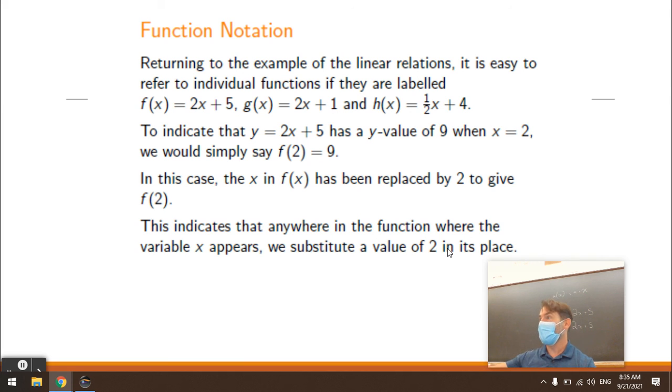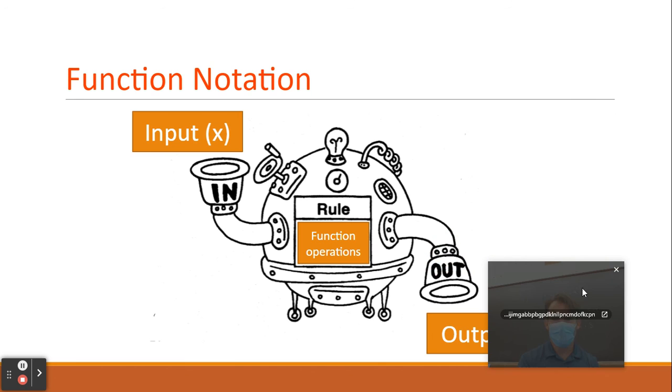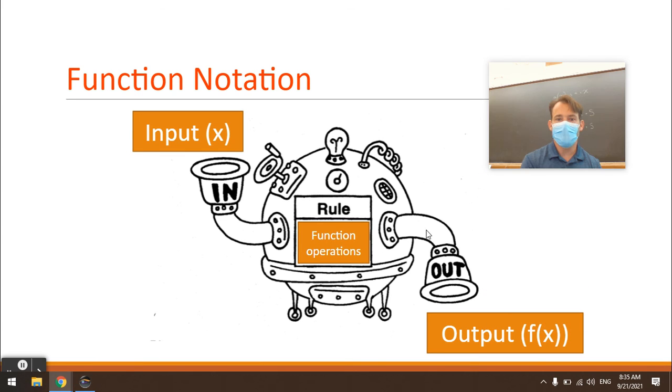When I substitute in the x, I need to substitute it in a couple places. I need to substitute it in for the x squared term and for the x term. Let's carry on. So we've talked about functions as machines before.